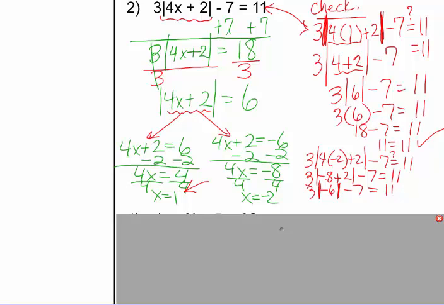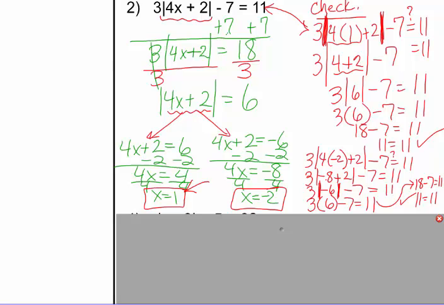The absolute value of a negative 6 is a positive 6. So now we have 3 times a positive 6 minus 7 equals 11. I'm going to finish over on this side. So it's 18 minus 7 equals 11. And 18 minus 7 is 11. So it does work. So our solutions are x equals negative 2 and x equals 1.